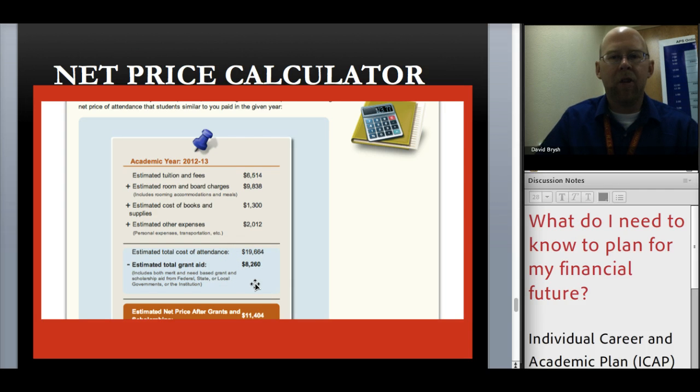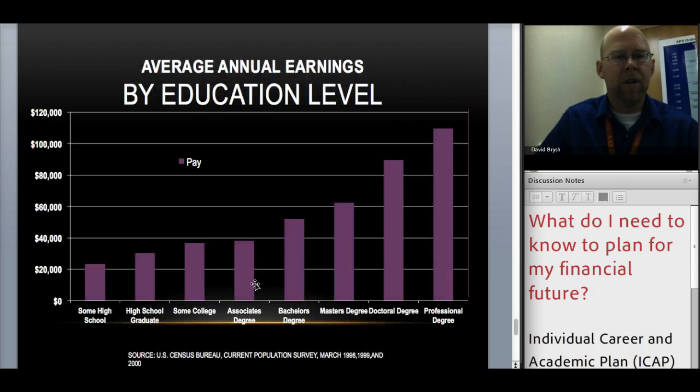So if you want to plan a little bit ahead, especially if you're a junior or if you're a senior right now and you're thinking, this is the fall, I want to plan for the spring, you can definitely do that. But the importance of college, in terms of the money, is here. So I'll take a minute to let you look it over while I talk here.